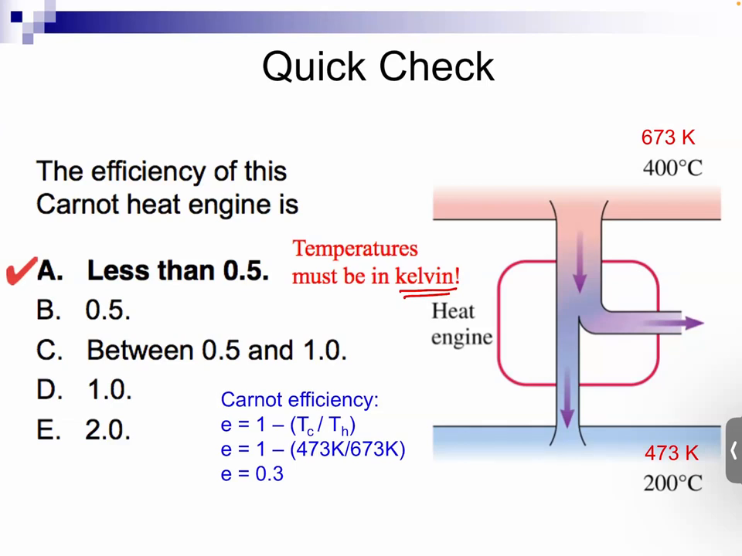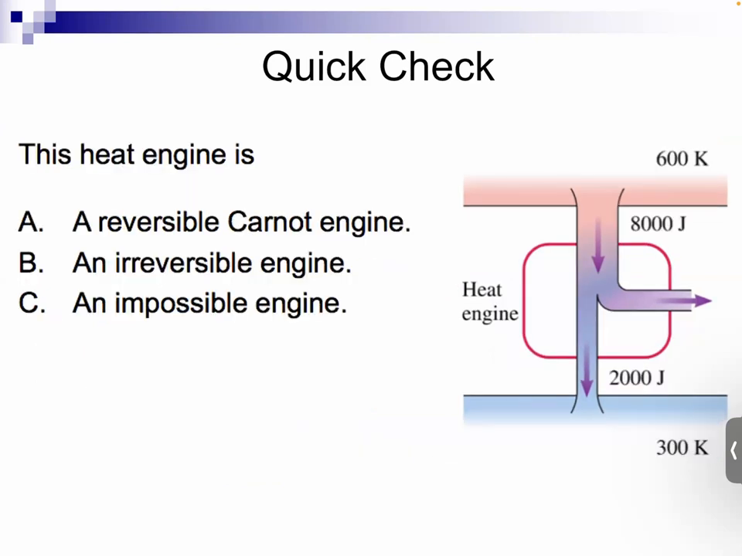So you have to convert your temperatures by adding 273, and use the Kelvin temperatures to calculate the Carnot efficiency, or perfect efficiency. So it's less than 0.5, specifically it's 0.3. Good, right? Okay, last chance to test our understanding.